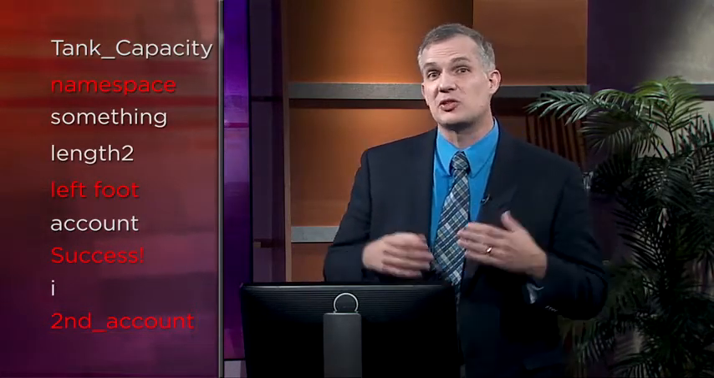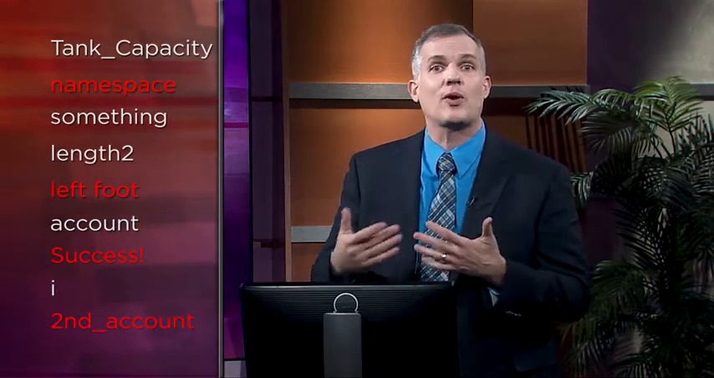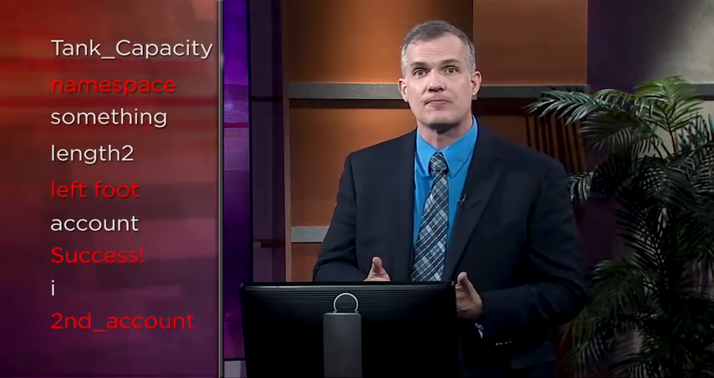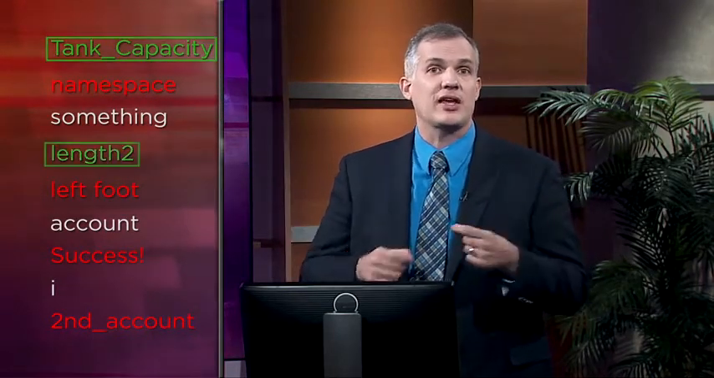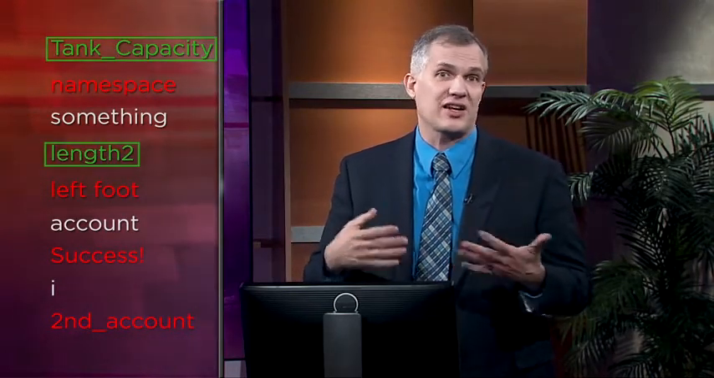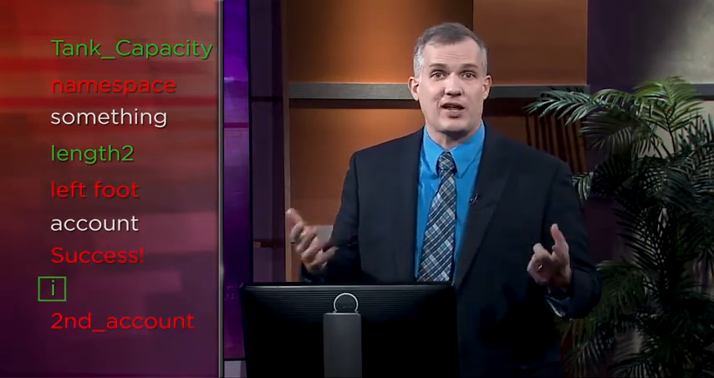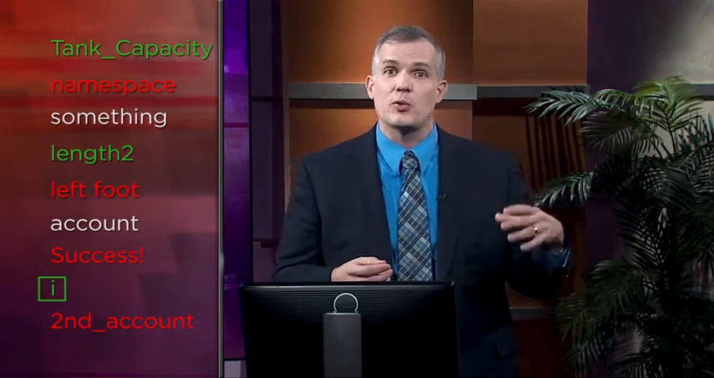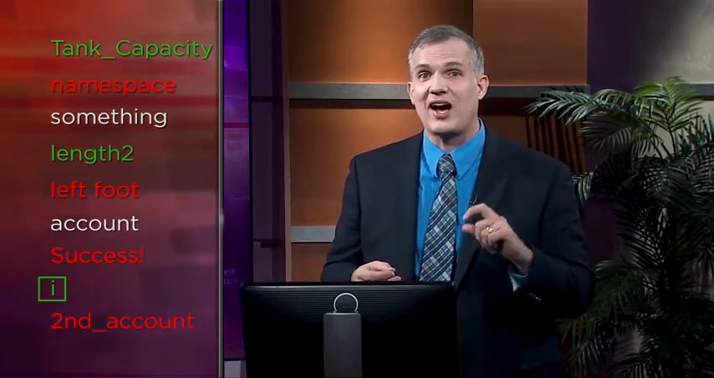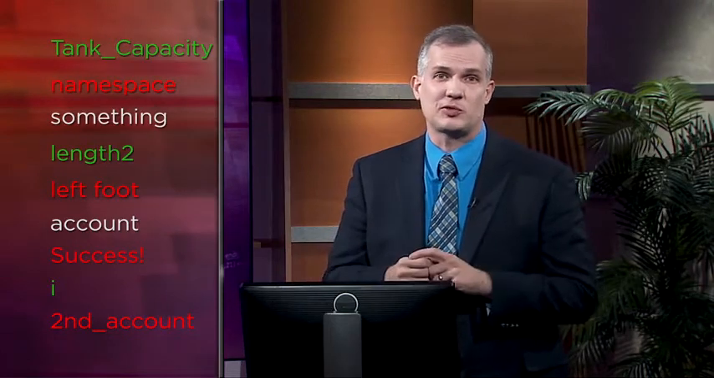A couple of these are good names. They're valid, and they at least give some information about what the variable is supposed to hold. Tank underscore capacity and length 2 are both valid and somewhat descriptive. The single letter I is also valid as a variable name. Now, there are actually circumstances where we'll use a single letter like I as a variable. In math, you might have a value like x and use I as a subscript or superscript.